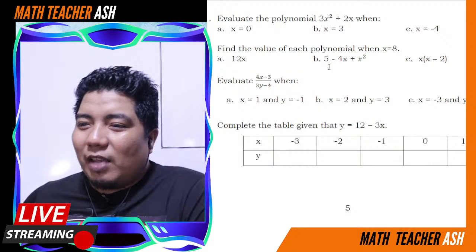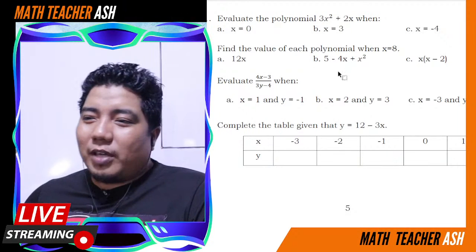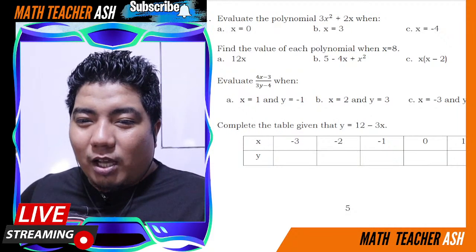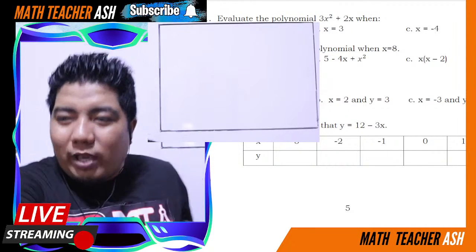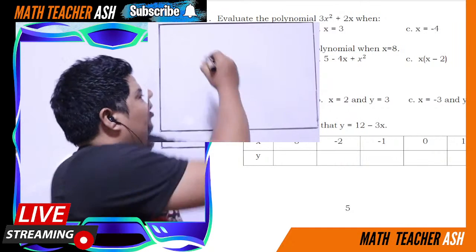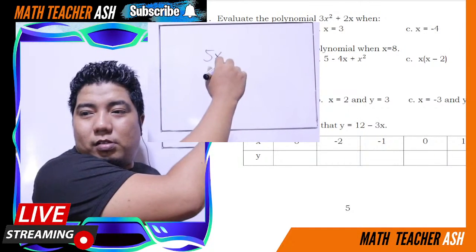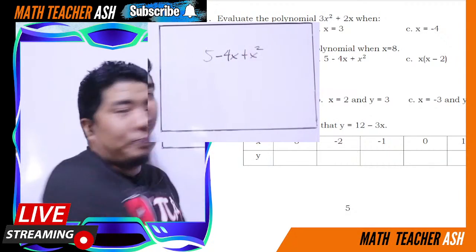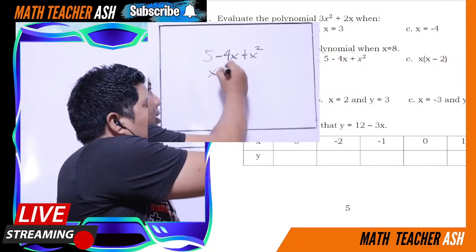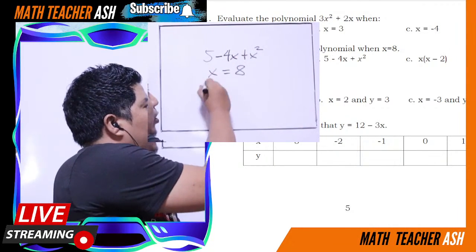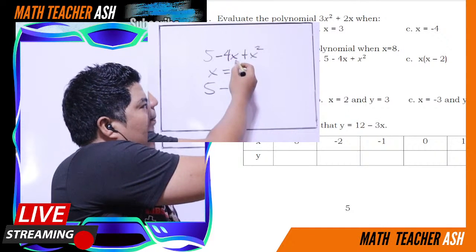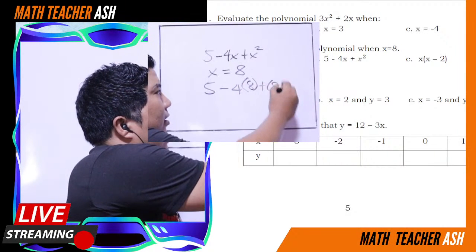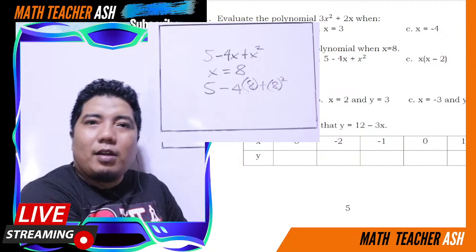Okay, dito tayo. So, what if 5 minus 4x plus x squared? Okay, so let us consider our whiteboard. Okay. So, let's try our whiteboard. Yan. So, we have here 5 minus 4x plus x squared. Okay, when your x is equal to 8. Okay, so what you will do is you just copy the numbers. Yung x ay papalitan mo ng 8. So that will become 8 here plus 8 squared. Okay, so ganun lang kadali, my dear math learners.